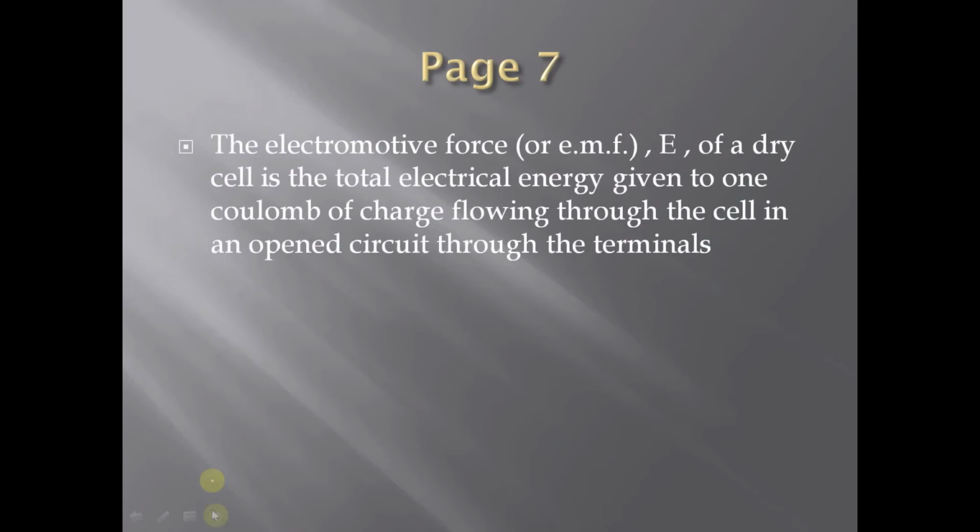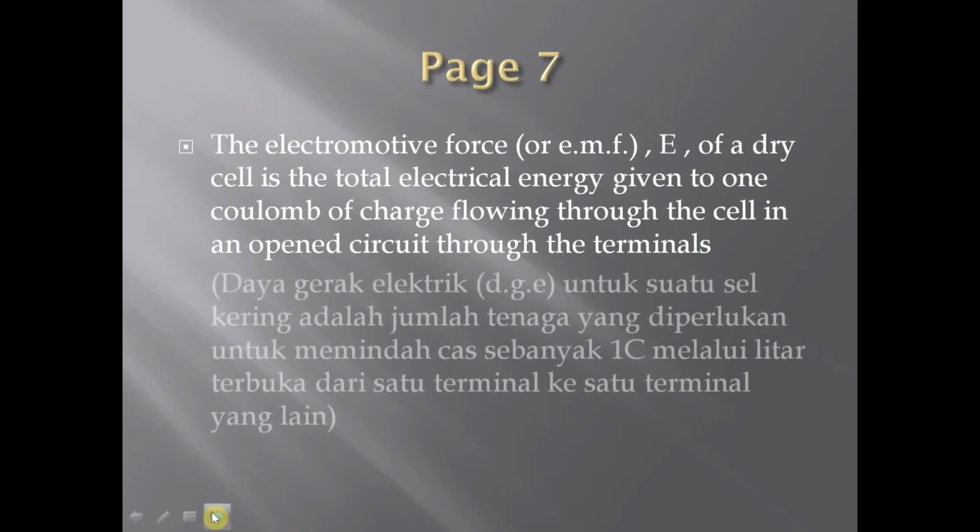So let's look at the Malay definition. Daya gerak elektrik, DGE, for a dry cell is the total energy required to move a charge of one coulomb through an open circuit from one terminal to the other terminal. And I don't think you understand it as well. Am I right? Okay, good. Never mind, it's okay. I will make you understand what's going on. Let's look at the next one first. I'll show you what happened.